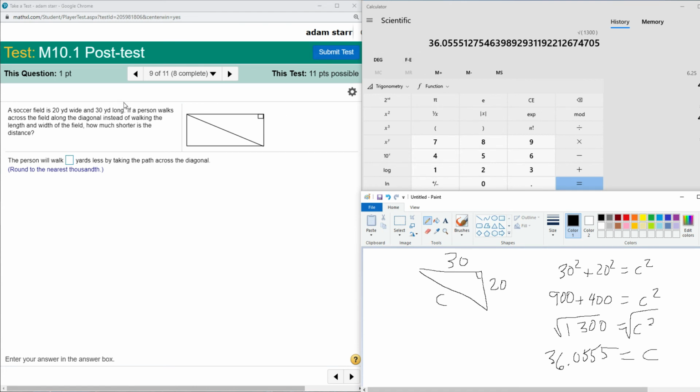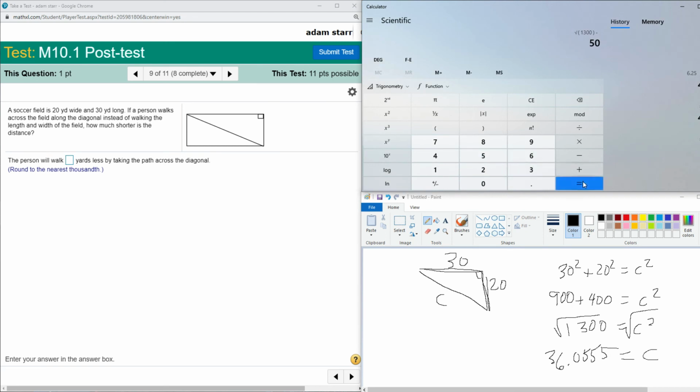So this question's asking how much shorter is that distance than if you were to walk around the border of the field. So if this person were to walk this distance and this distance, how far would that person walk? Well, that's 30 yards and 20 yards, so that person would be walking 50 yards, adding those two together. The diagonal is only about 36 yards, and I want to know the difference, how much shorter that is. So I'm going to take this number stored in my calculator and subtract the other distance that they would walk if they went around, which is the 30 and the 20, which is that 50 yards. So I'm subtracting it by 50.